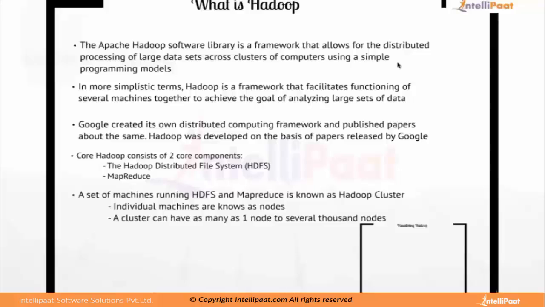A set of machines running HDFS and MapReduce is known as a Hadoop cluster. Individual machines are known as nodes, and a cluster can have as few as one node or as many as several thousand nodes.